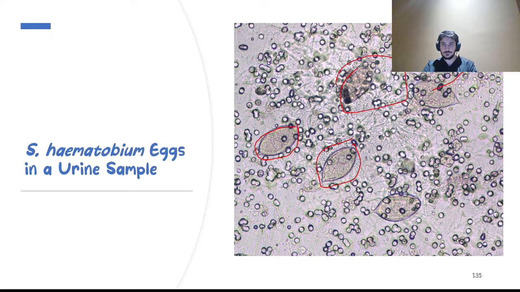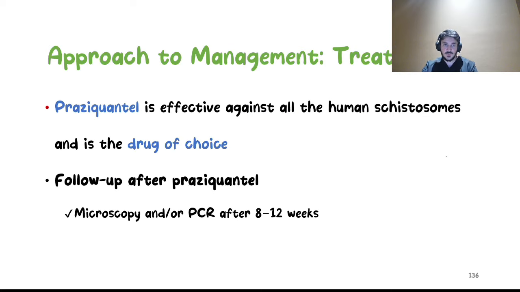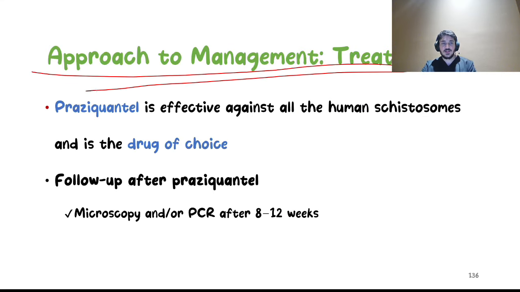And here we can see these are basically the Schistosoma haematobium eggs. Okay, and the terminal spine is at the end of it. I don't know if you need to know this or not from pathology. I don't remember anymore. Okay, how do we manage?